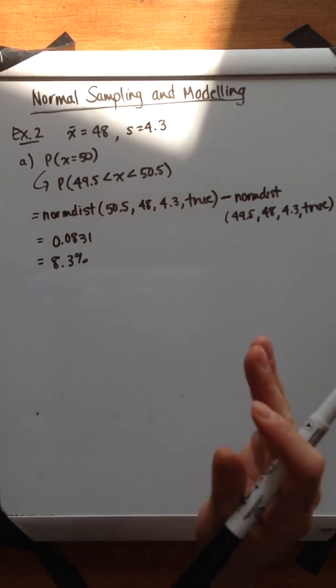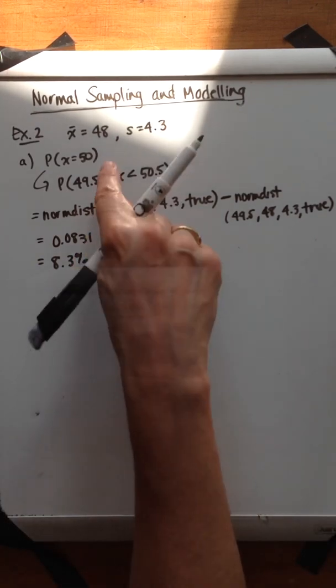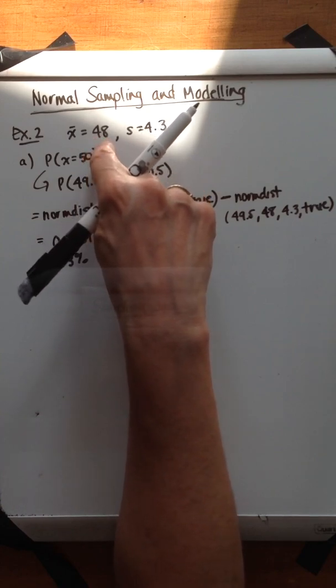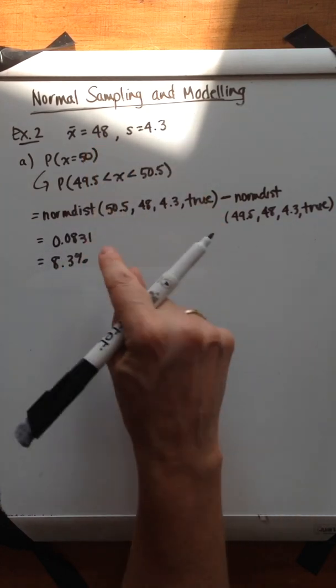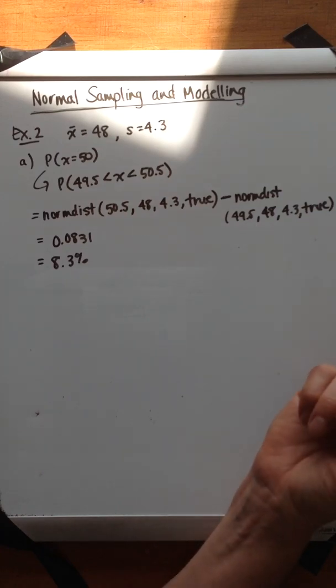So what they're saying is off the line, your percent chance of getting a box with more than the mean, okay, is only 8.3%, or getting exactly 50, okay?